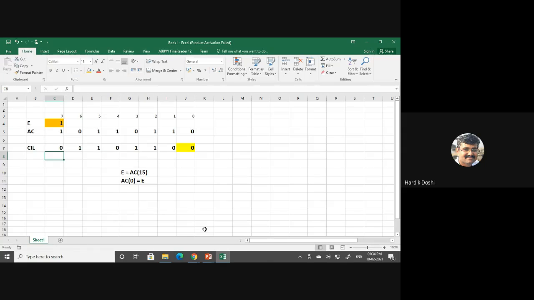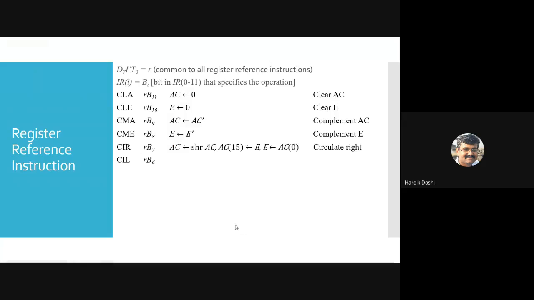So let me show you that. See, it has changed. Shift left AC is to be performed, then AC's 0th bit will be assigned by E, and AC 15th bit will be copied to E flip-flop. Any doubts with this? All of you?